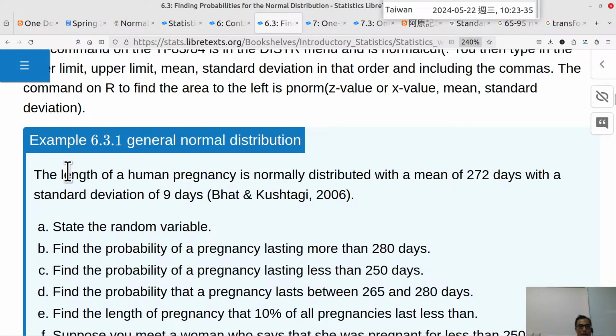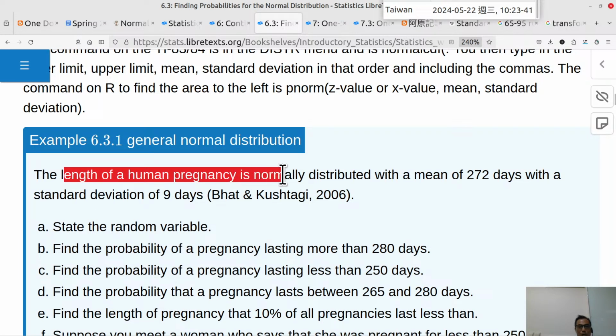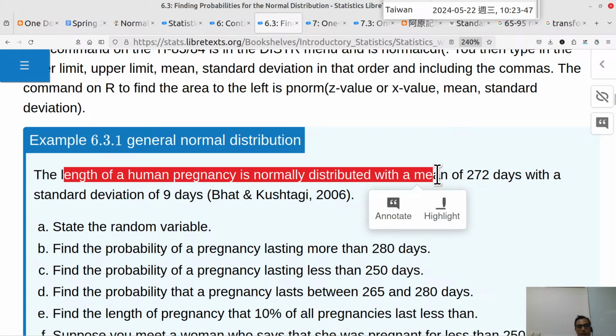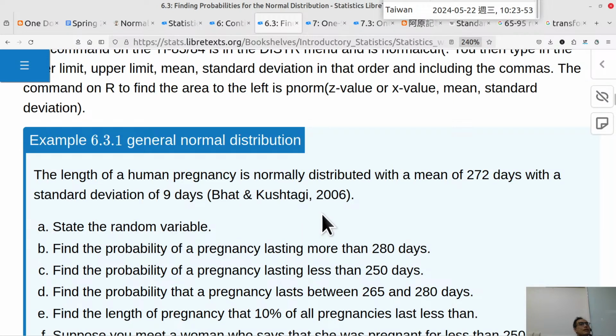And here, example 6.3.1, general normal distribution. The length of a human pregnancy is normally distributed with a mean of 272 days with a standard deviation of 9 days. Okay, and it's real data. Again, when I was an embryo in my mother's body, I lived about 272 days, and then I was born, and the standard deviation is about 9 days.